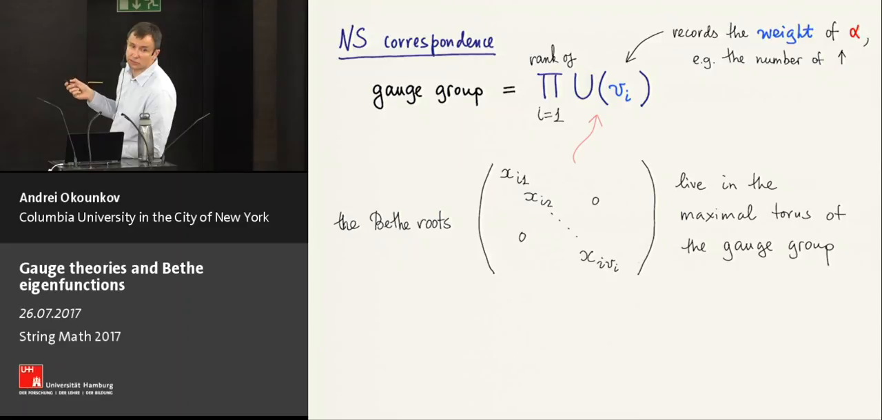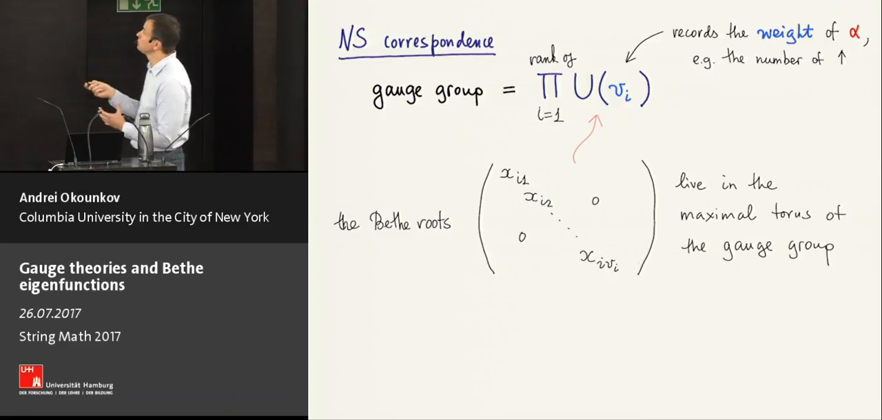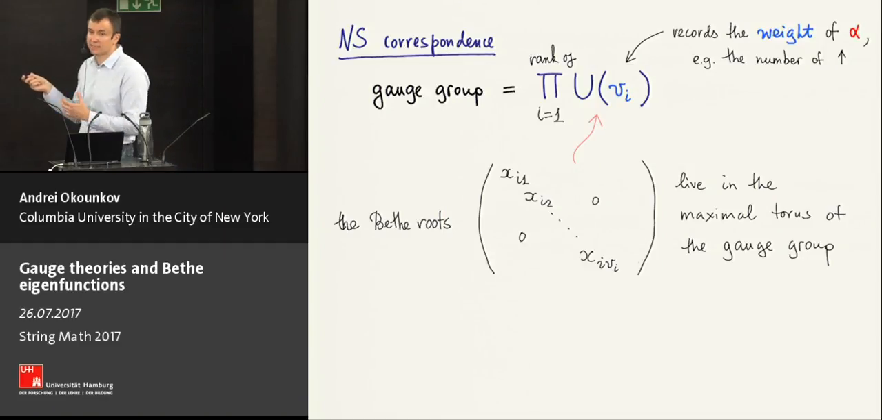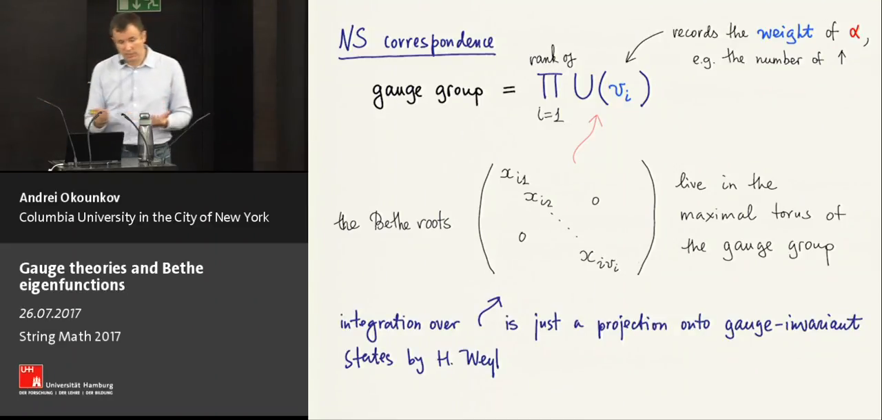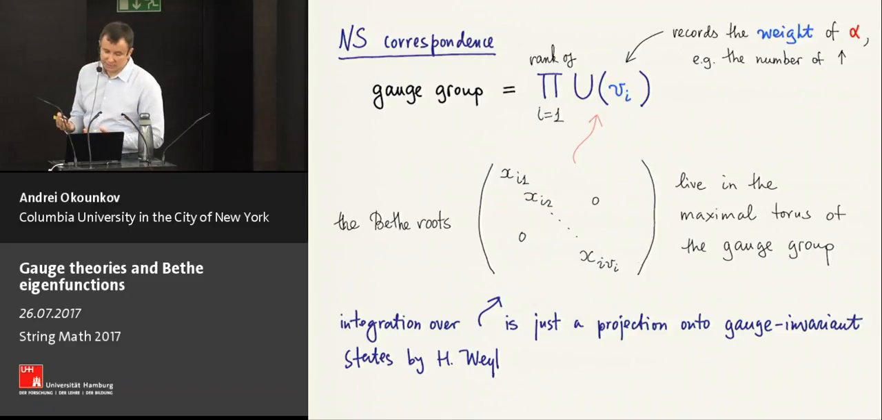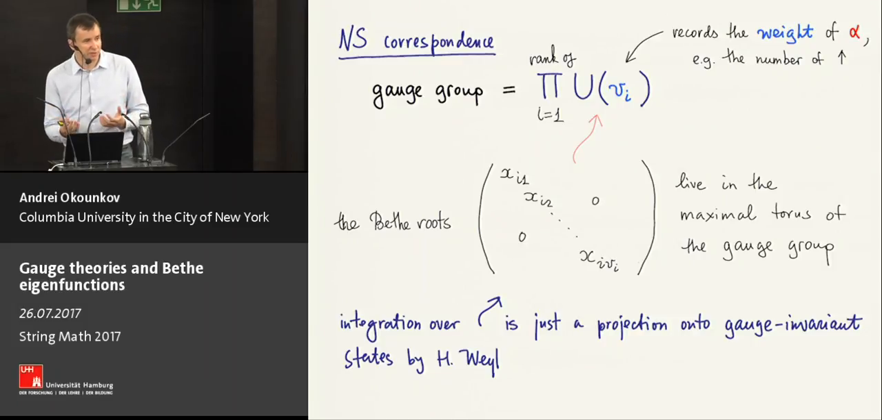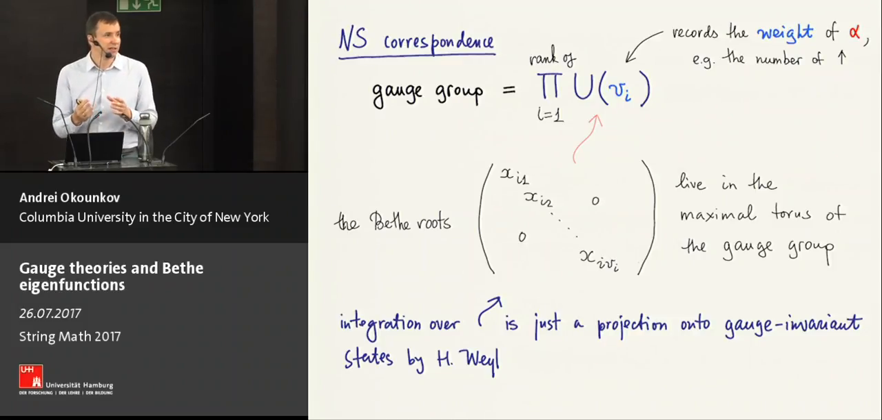So there's no mystery where the Bethe roots are. There's a gauge group, it has a maximal torus, and an element there is denoted x1 through x whatever the rank is, and those are the Bethe roots. And the fact that we have to integrate over this is just a restatement of a very old, familiar integration formula of Hermann Weyl, that says how to project onto gauge invariant states, or the group invariant states, by integration over the maximal torus.